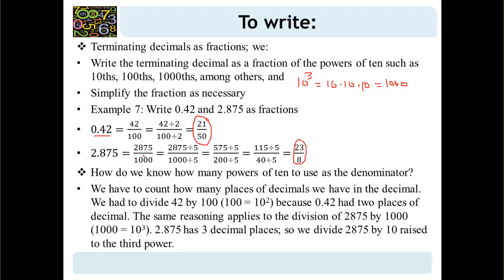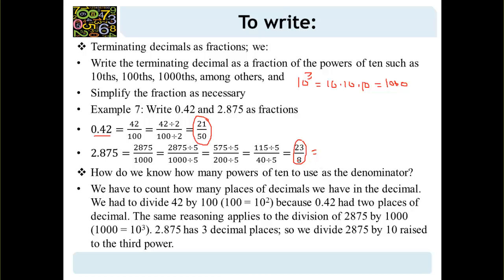The main thing is to make sure that you simplify to the list. Okay, in its simplest form. Now, this is converting terminating decimals to fractions. Sometimes the question might require you to write this as a mixed number. This is the answer, a fraction.